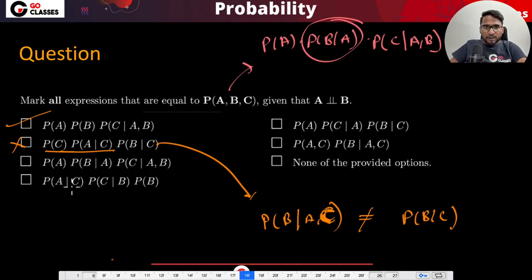Okay. Now let's just see this option. Probability of A into B given A into C given, yeah, this is the general formula. There is no tension in this. This is the general formula.